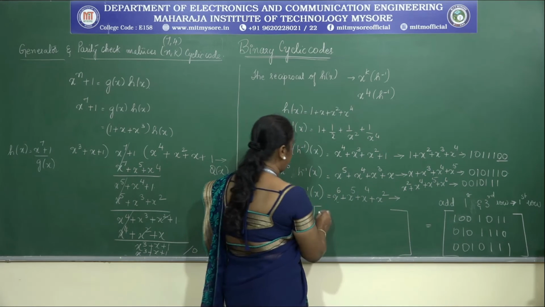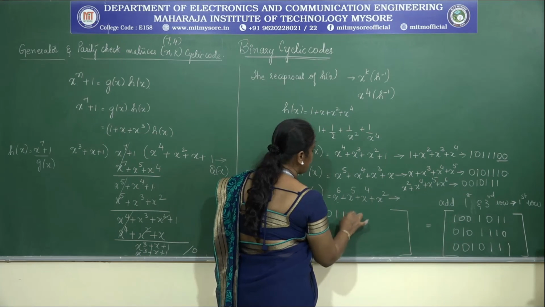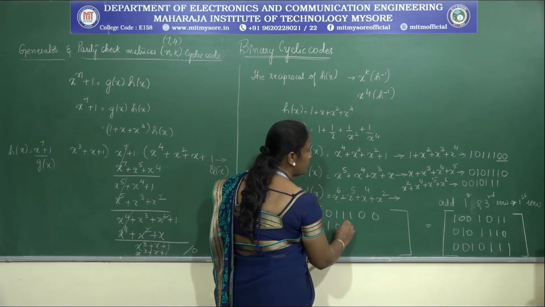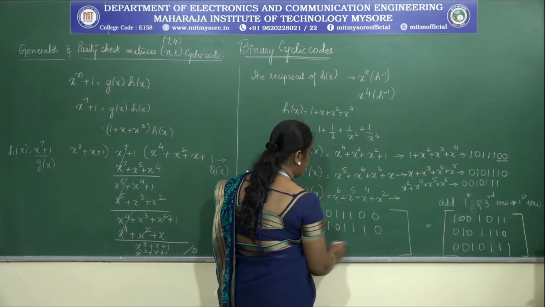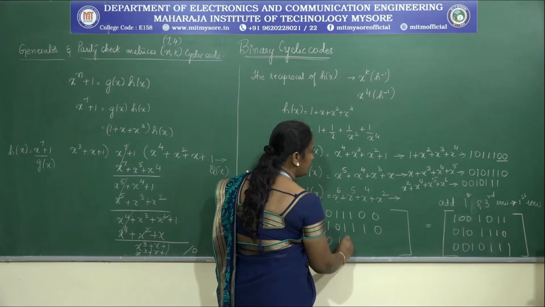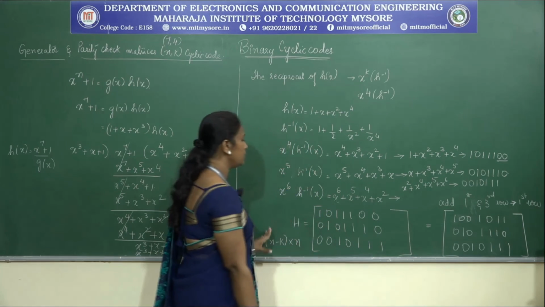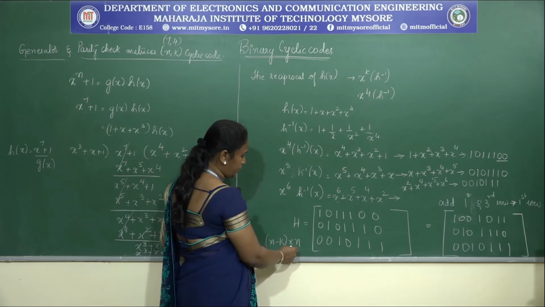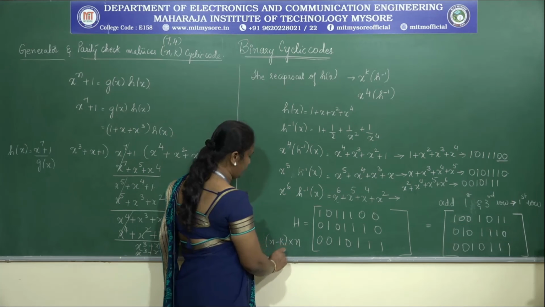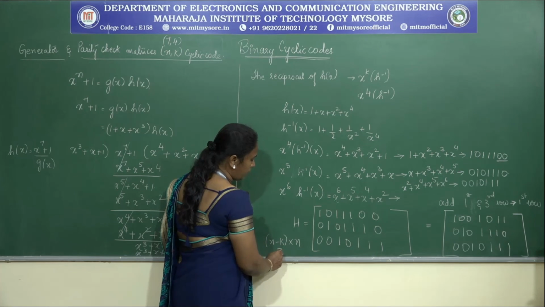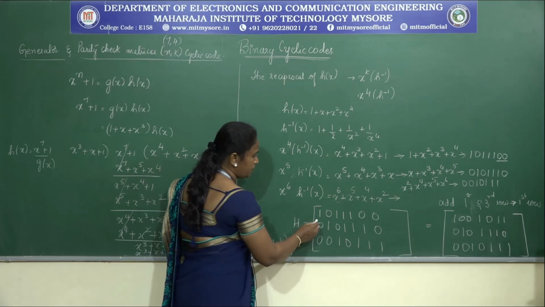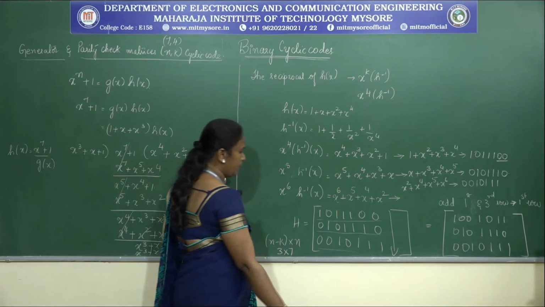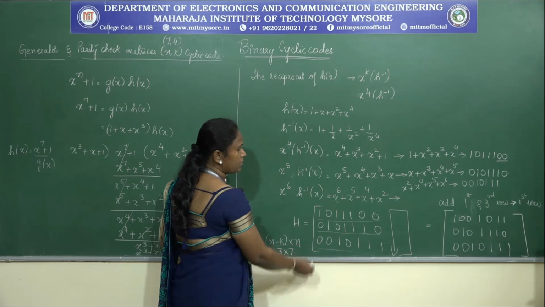So your H matrix will be 1, 0, 0, 1, 0, 1, 1, 1, 0. So this will be 0, 0, 1, 0, 1, 1, 1. Now the order of the H matrix should be n minus k into n. N minus k means what? It is 7 minus 4. So it should be 3 cross 7, n is 7. So that means 3 rows and 7 columns. Okay, so we have 3 rows and 7 columns.